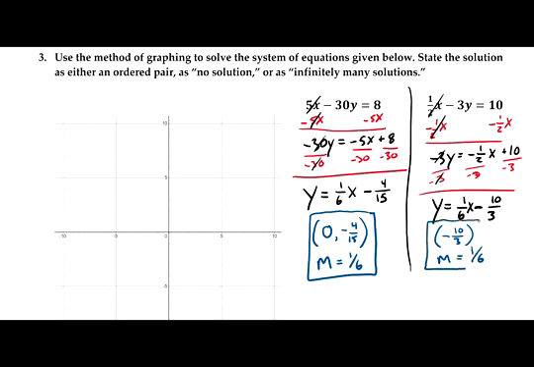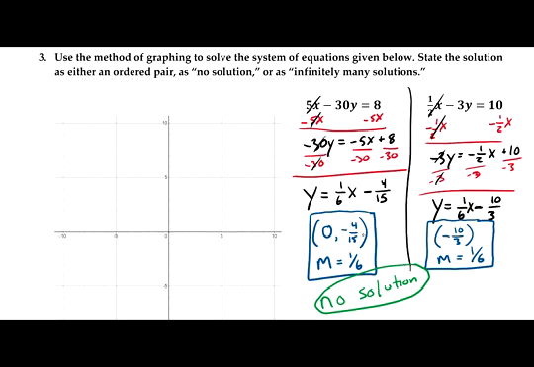So we see these two lines have the exact same slope, but they have different y-intercepts. So before we even graph them, we could see that this system has no solution. And it has no solution because these two lines are parallel.